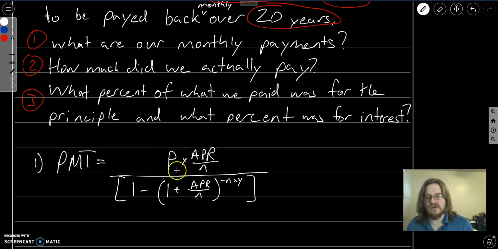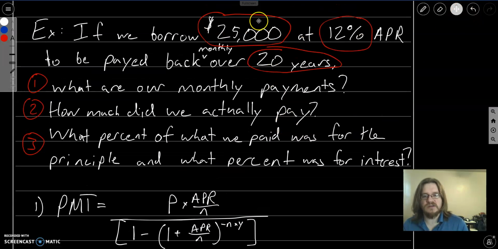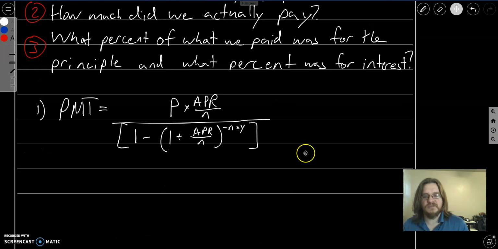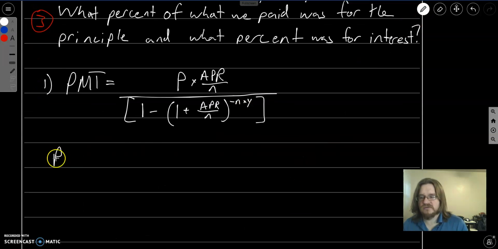So we need to know our principal, our APR, n, and y, which we have all that information up here. So our initial loan was for $25,000.